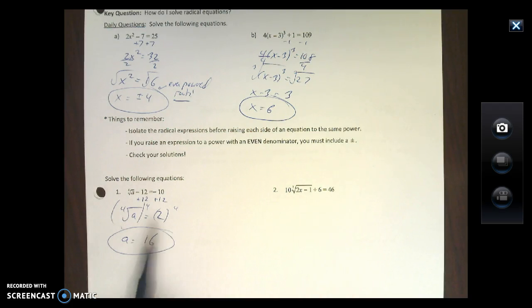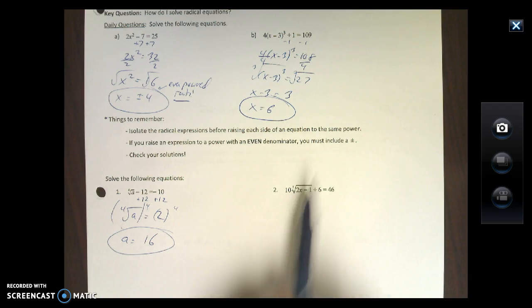Now, notice that what I did here, I raised it to the power of 4. I did not take the 4th root of it. Therefore, I'm not doing plus or minus. Because if you did plus or minus here, just think about this with me. What's the 4th root of negative 16? Your 2i. We don't want that. So just keep that in mind.